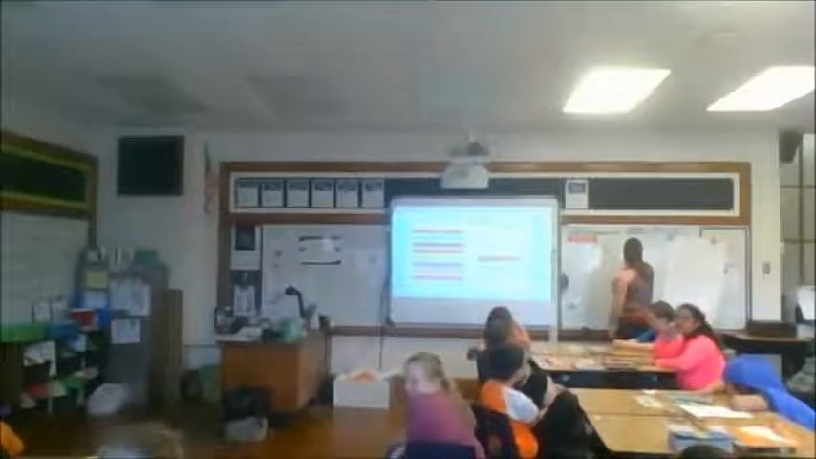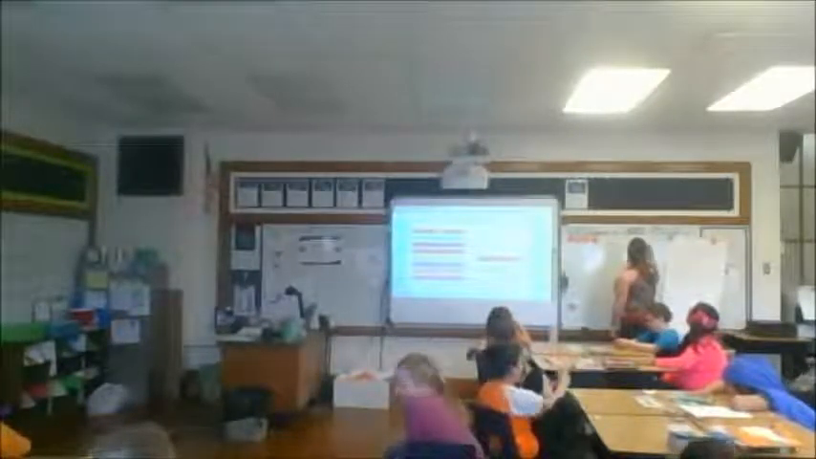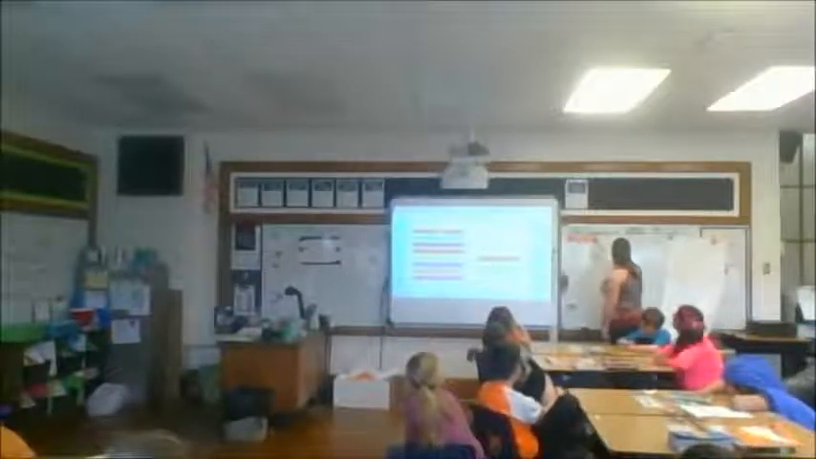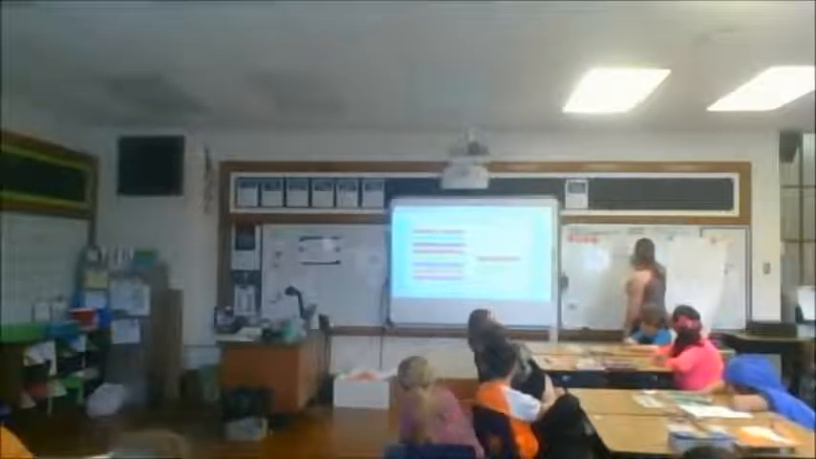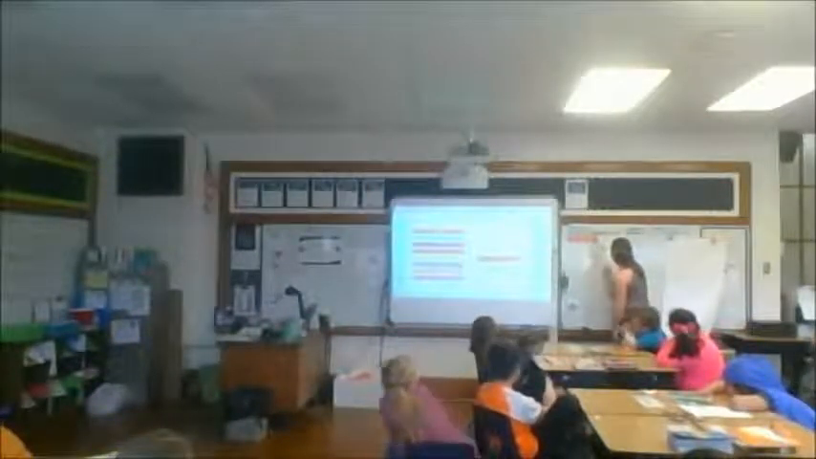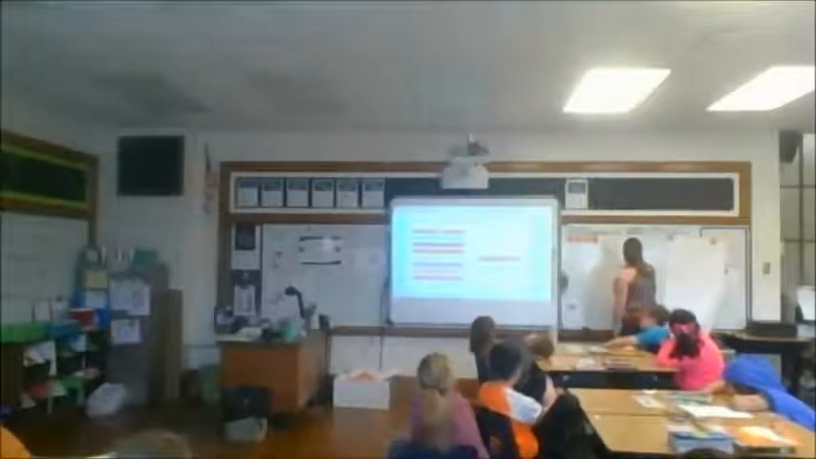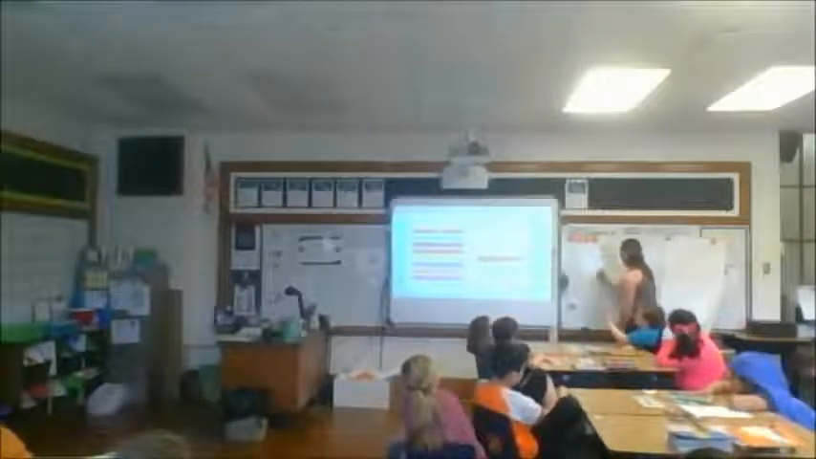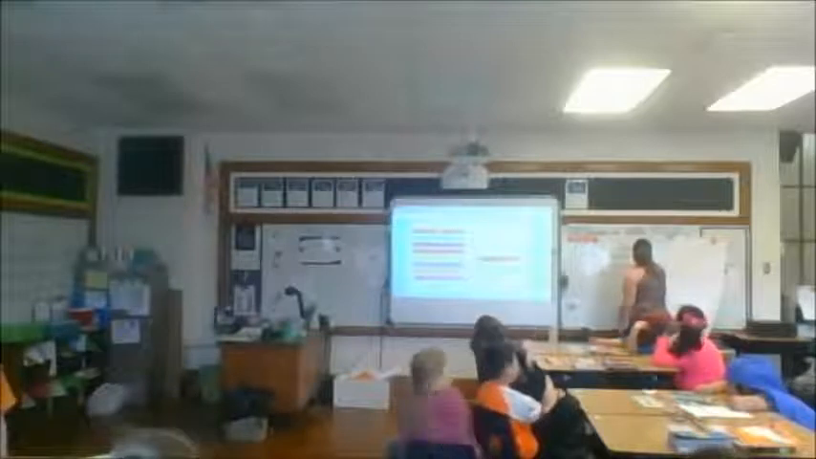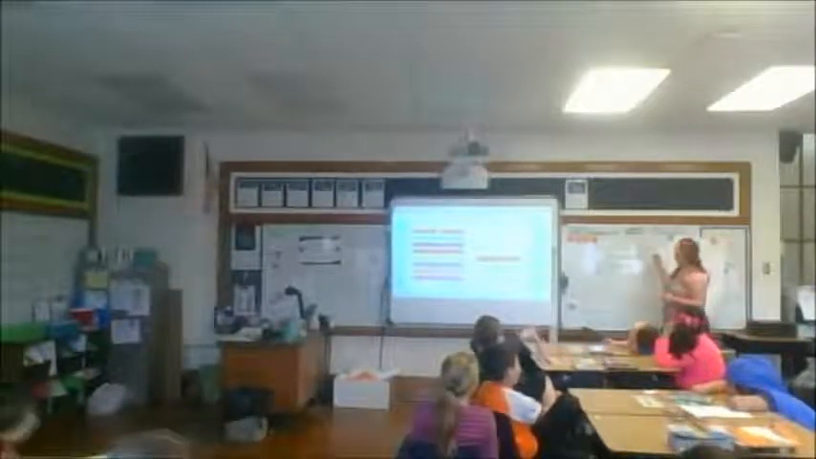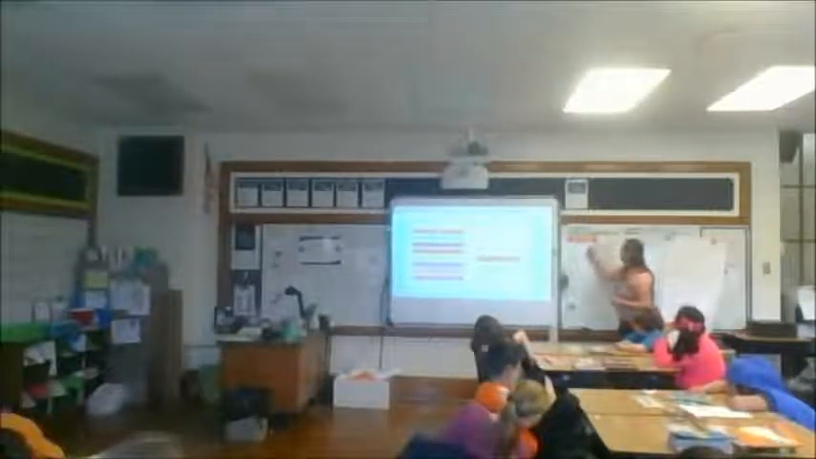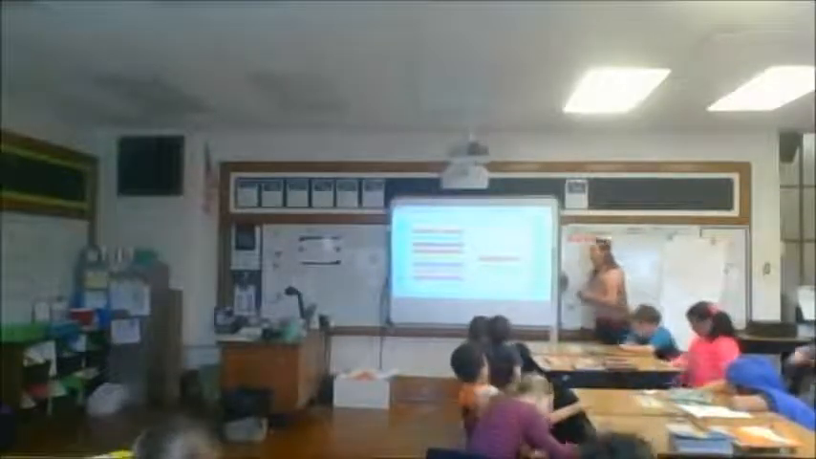Is that too complicated? I don't think so. Let me write out what I think you're saying. Okay, so Brooklyn's saying the smaller the denominator means the greater the fraction when they have the same numerator. Do we think Brooklyn is right? Yes. Alright. I want you to get out your big math book to page 359.